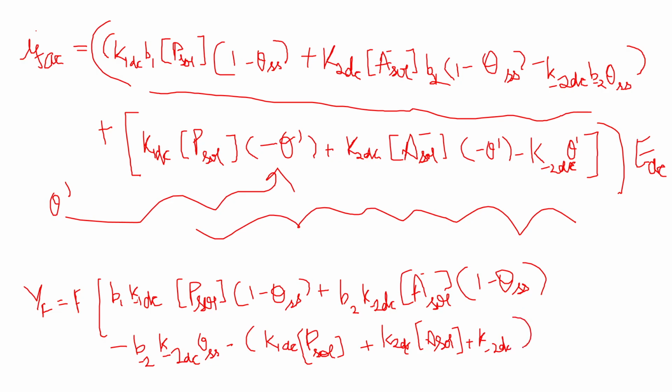And you will have the term due to theta dash, which will be B2 minus B minus 2, B minus 2 into K2 DC. Please try that out because the derivation is lengthy. I'm not showing the entire step. We'll go on with the next problem.